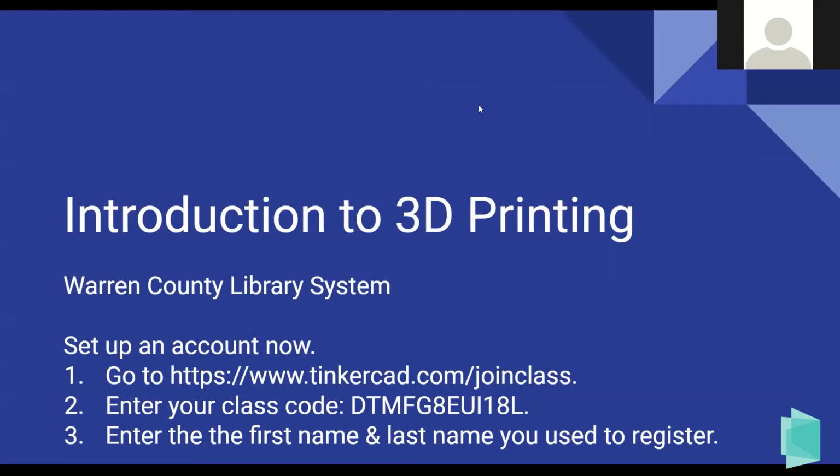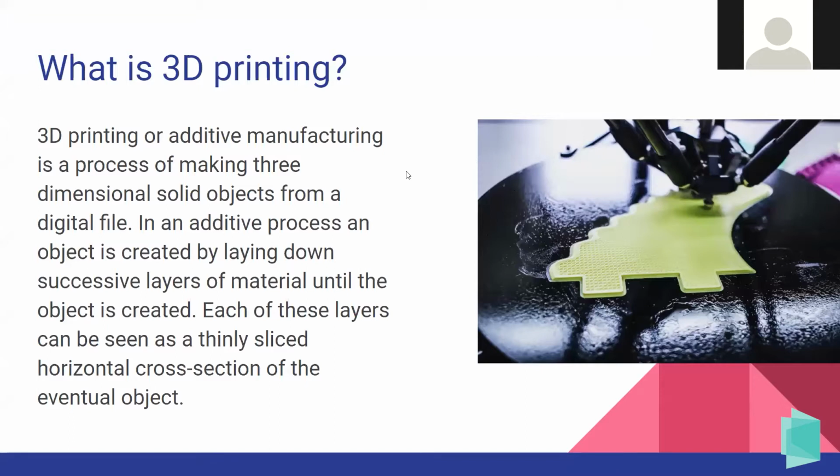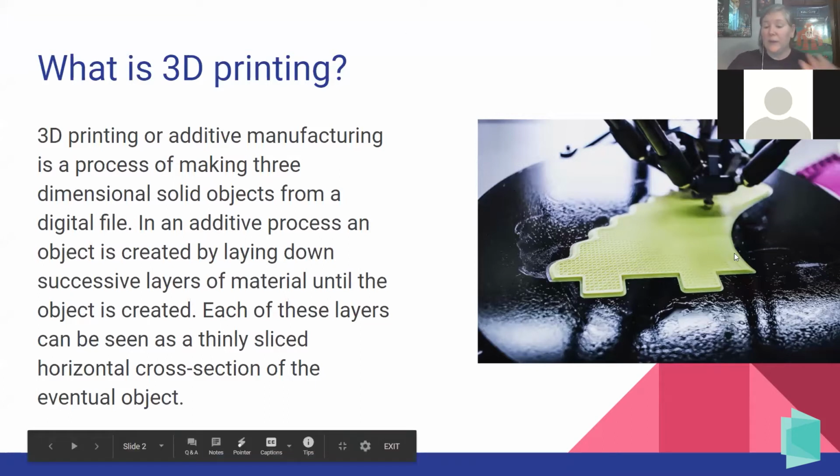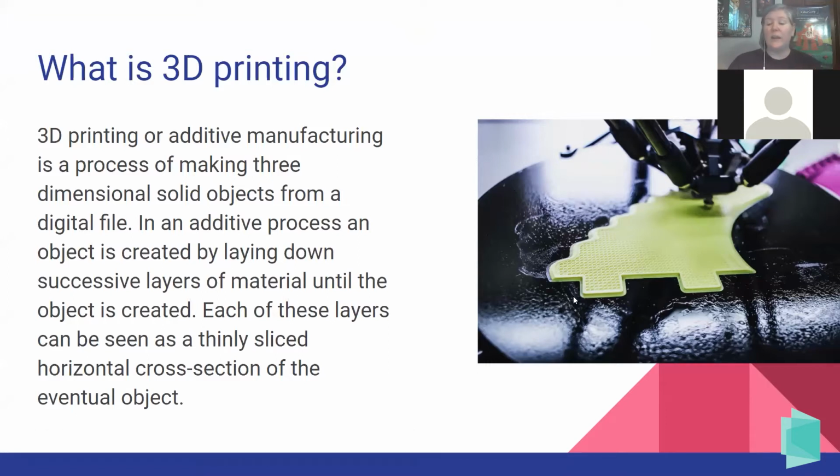All right, so once you have your account, let's just talk a little bit about what 3D printing is. So 3D printing is what we call additive manufacturing. And what that means is that we basically make three-dimensional, solid objects from a digital file. We start from nothing and lay down layers of material, in this case a plastic, until your whole object is made. Each layer is very thin. It stacks on the layer before it from the base up.